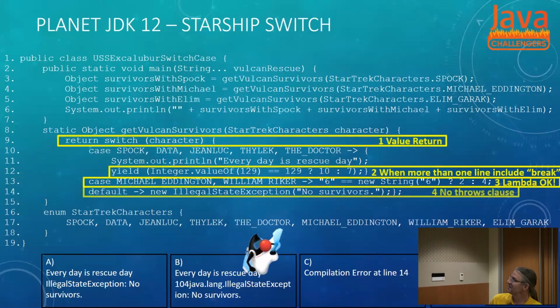So we got return switch character, we got the line 12, when more than one line include a break. Gotta fix that, should be yield now. Lambdas are okay, and no throws clause. Okay, so these are kind of like what you can do with the case statement, the new improved case statement. Returning your switch. Many people have used, people are familiar with the case statement.